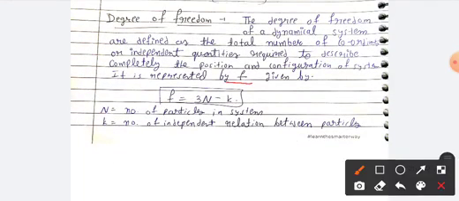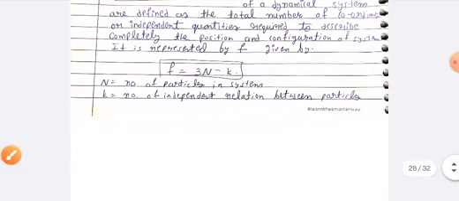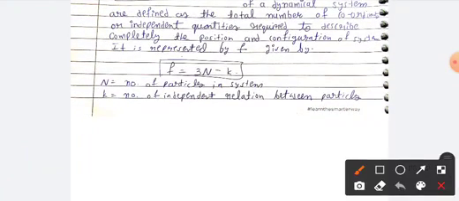Okay, so it is represented by small f, and this is given by small f equals 3N minus k, where capital N is the number of particles in a system and k is the number of independent relations between the particles. What is this? We will know it further. For now, just remember the formula. f equals 3N minus k, where N is the number of molecules in a system and k is the number of relations between those particles.